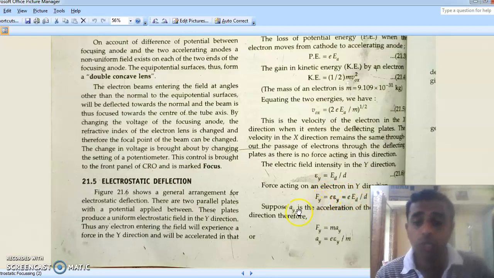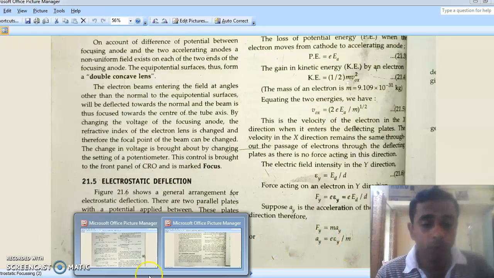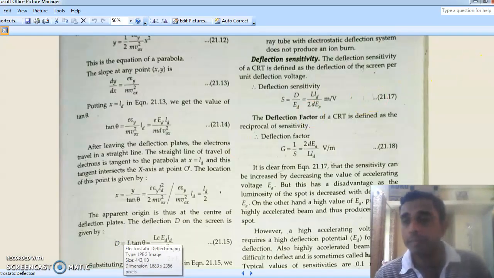Likewise, if you know the force, what is the component of acceleration in the y direction? This is the force equation, F equals m a. Ay is the component. So what is Ay? Ay is equal to e times the electric field in the y direction divided by m, where m is the mass of the electron.